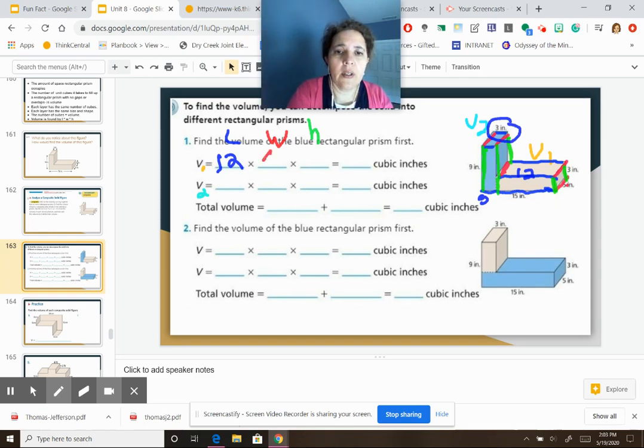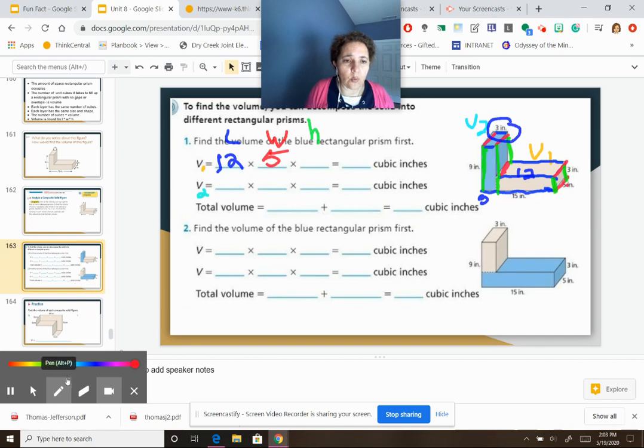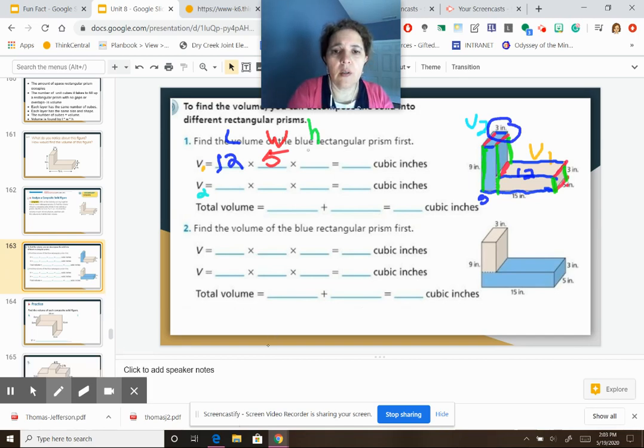And then my height. What is my height? I'm just looking at the brown, I'm not looking at the blue. Brown right here. It is 3. So my height is 3. That is in green, so I'm going to do my height in green. 3. Okay. So now I have 12 times 5 times 3.